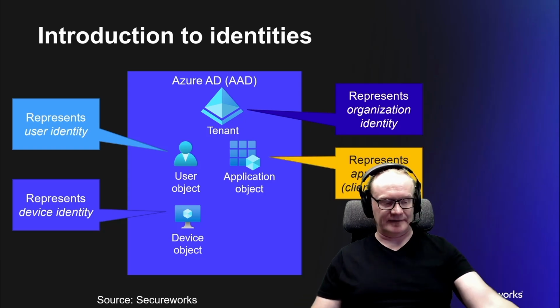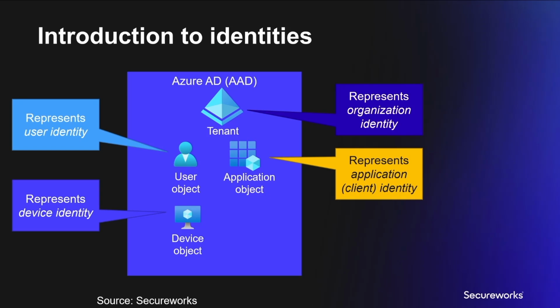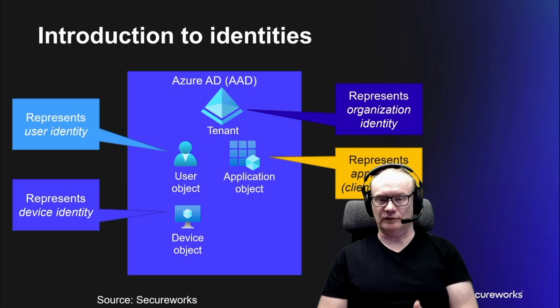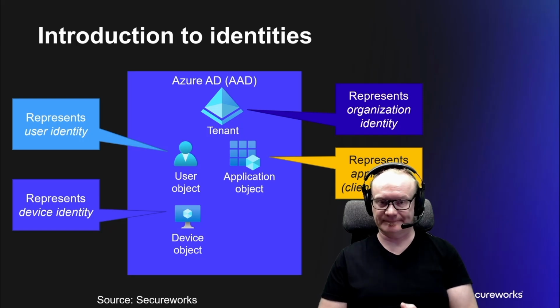And then we also have the application ID, which actually is the same as the client. So all the clients used, like Outlook or Teams, they have their own client ID, and also like all application objects in Azure AD.